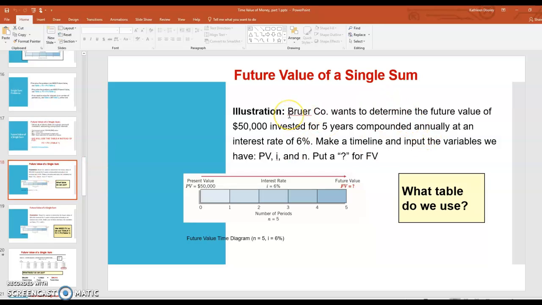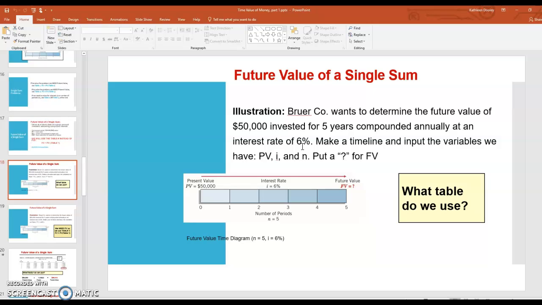Okay, so here was a single sum problem, and we had learned how to do this using the tables. Now we're going to do the same one using the app. Brewer Company wants to determine the future value of $50,000 invested for 5 years, compounded annually at an interest rate of 6%.